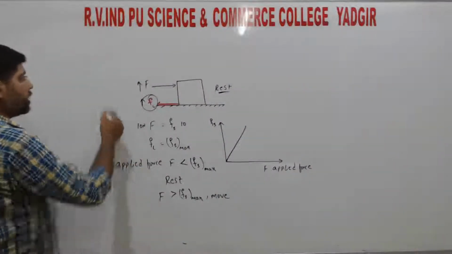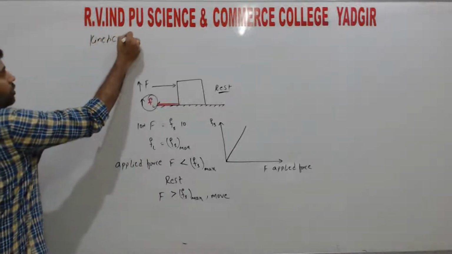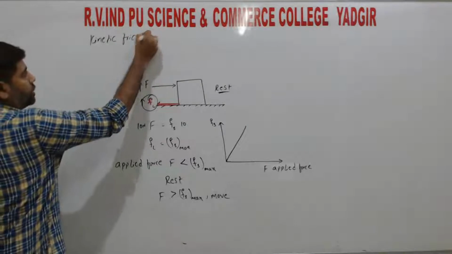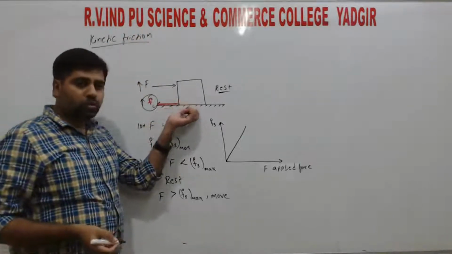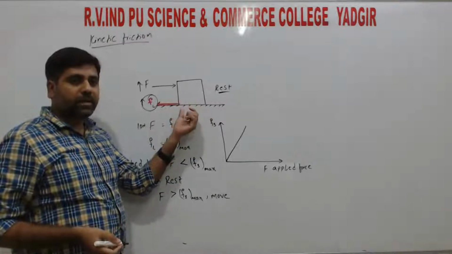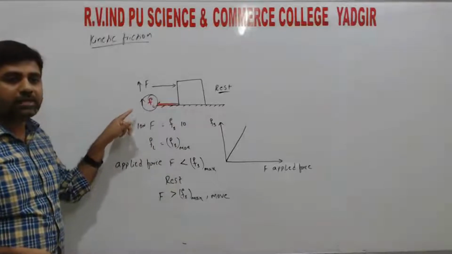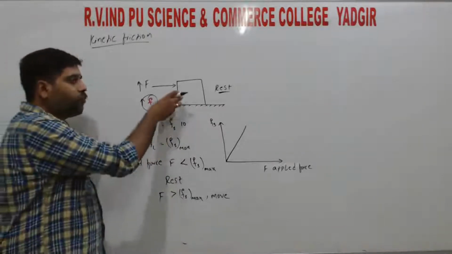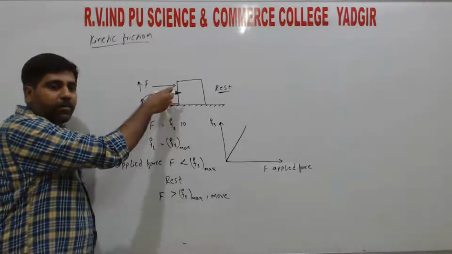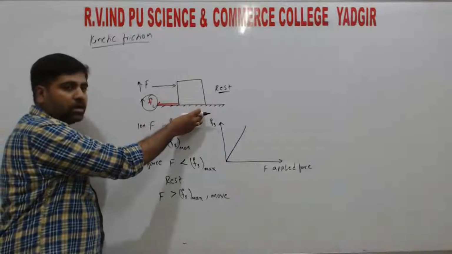So the next type of friction is kinetic friction. Kinetic friction means when one object moves on another object, then a force will exist. That type of force we call kinetic friction, right? So kinetic friction is a force which comes into play when one object moves on another object, right?